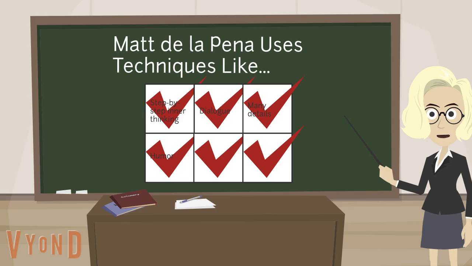Let's take another look at the part when he's trying to get in the basketball games and no one will let him play. We can think about how we can be more specific about the way Matt uses the technique of dialogue.